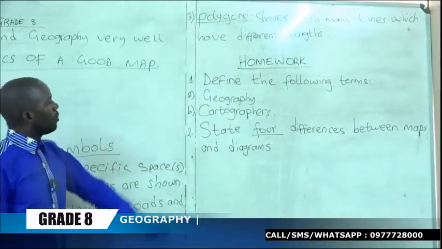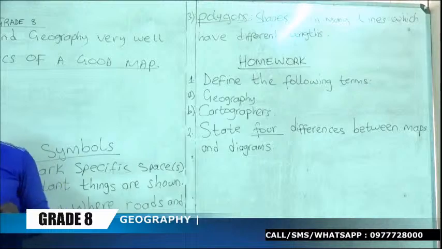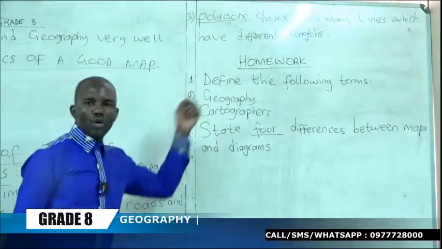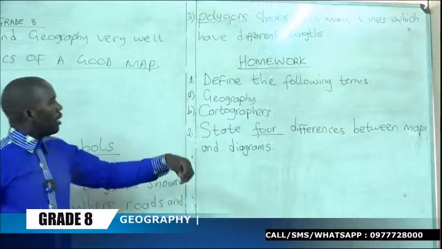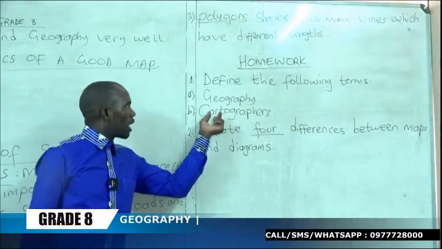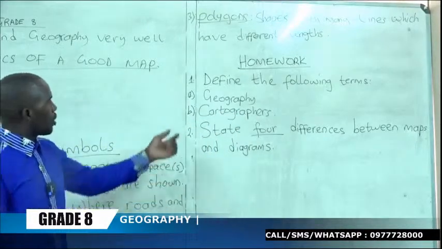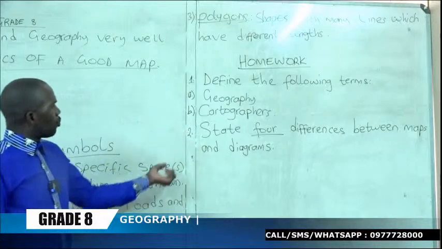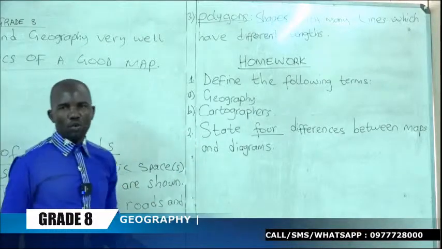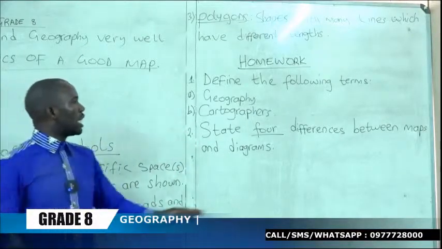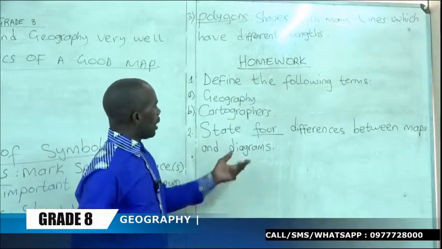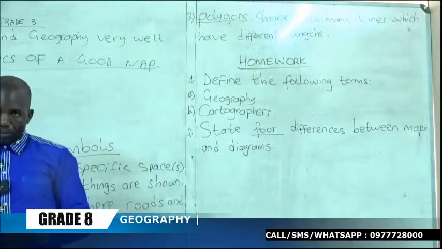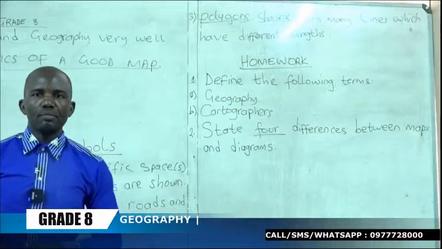Then, on the homework, number 1 has 2 parts. You must define the term geography. Then you go to part B, you define the term cartographers, not cartography, but cartographers. Then the second question for today, which is the last one, is on the differences, just 4 differences between maps and diagrams. I'm sure this is what we had for you today.